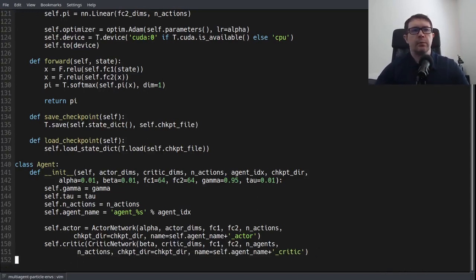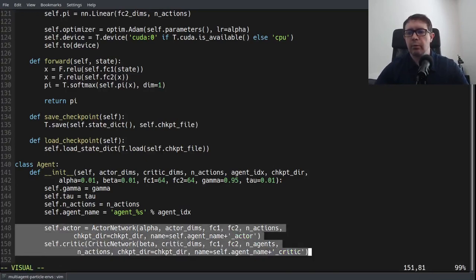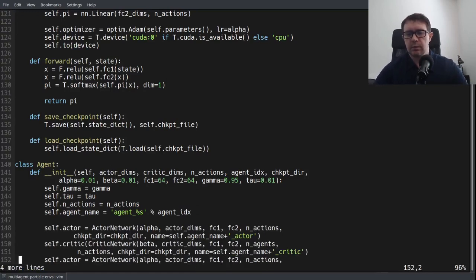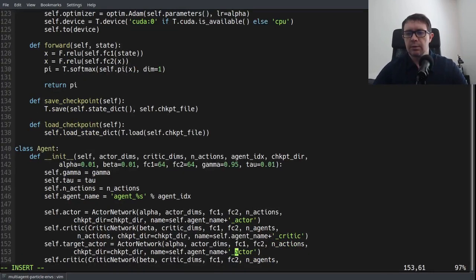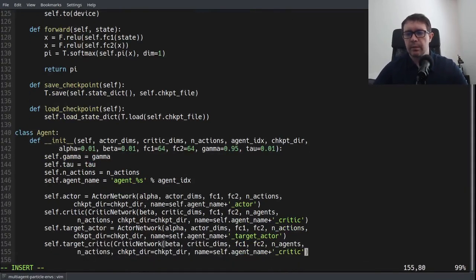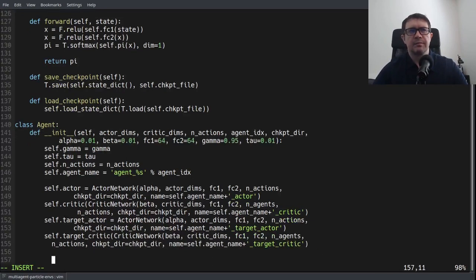Okay. And then we will need a target actor and target critic. I'm going to be bold and copy and paste these two here and insert the word target. That will be underscore target actor, and then this is target critic, underscore target underscore critic. Alrighty, so that is it for our networks. Ah, that's not right. Equals, whoops, CriticNetwork. I did it here too, didn't I? Equals CriticNetwork. There we go. Good thing I'm paying attention.